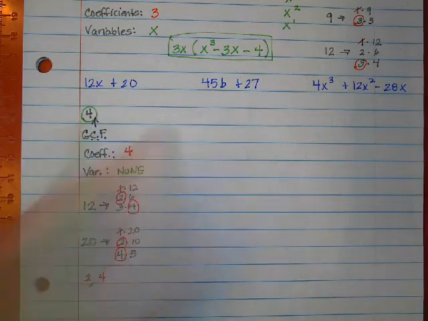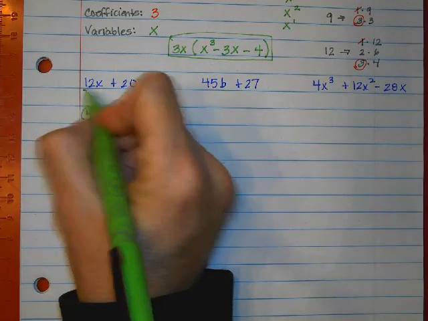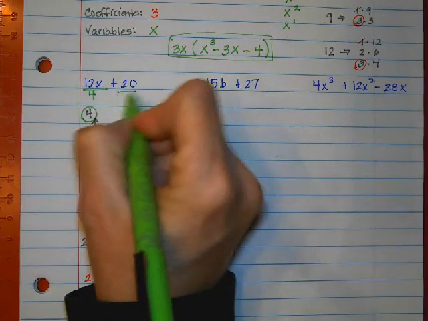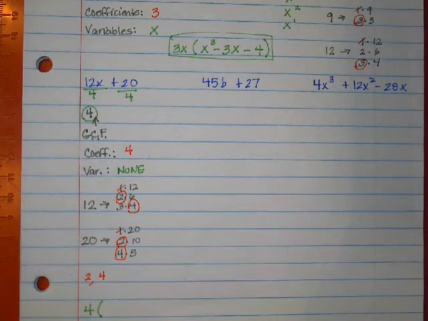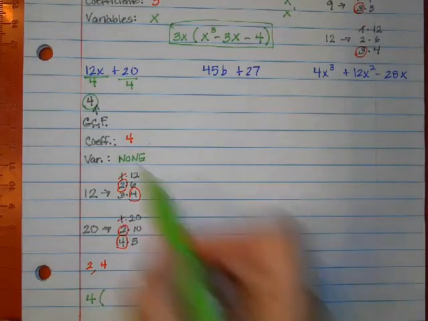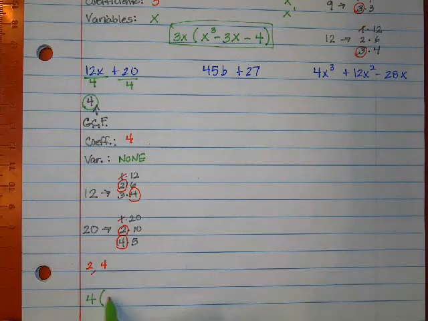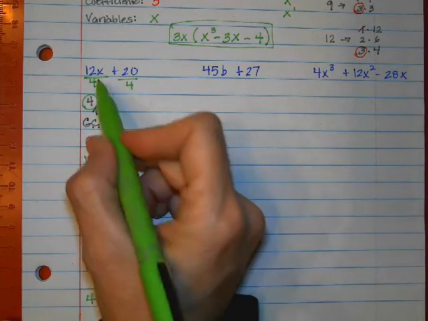Beautiful, 4 is the GCF. So we're going to take our GCF and divide the first term by that and our second term by that. So here we go. We bring down our GCF, which is 4. Open our set of parentheses. So 12 divided by 4 is, that's right, 3, and then we just have the x.